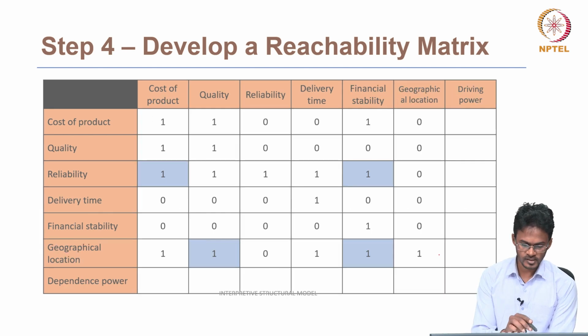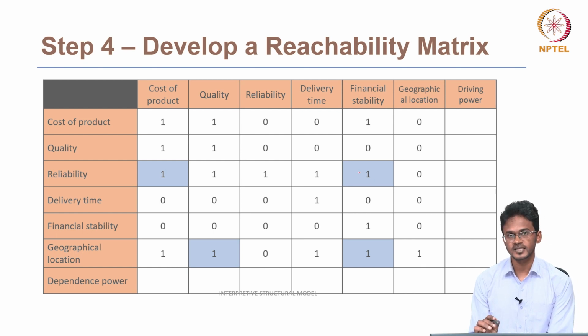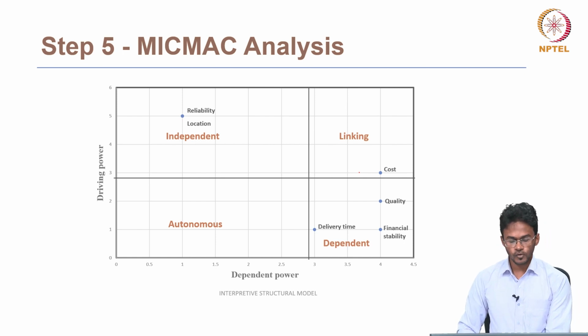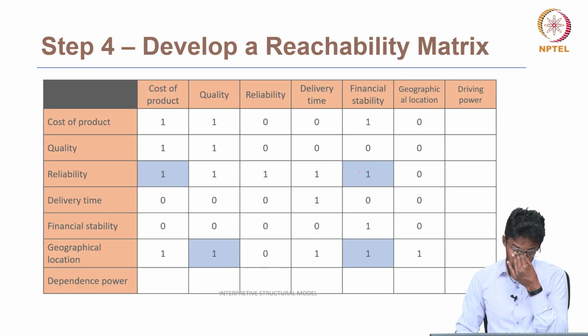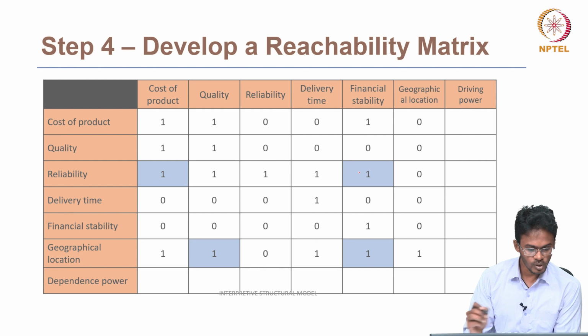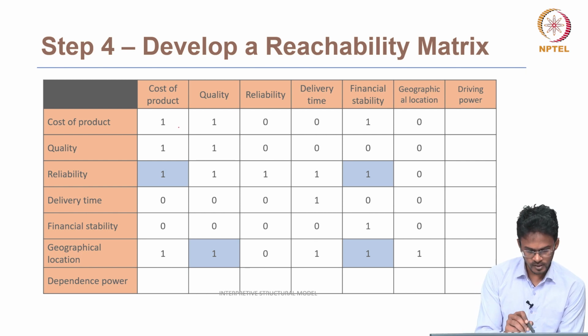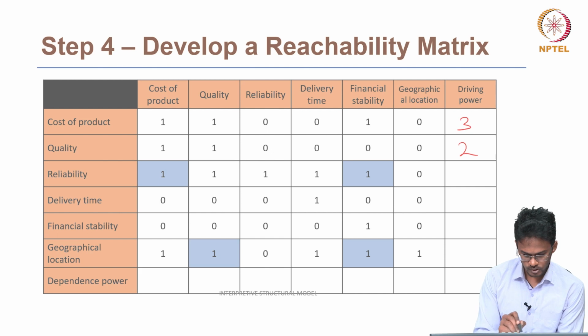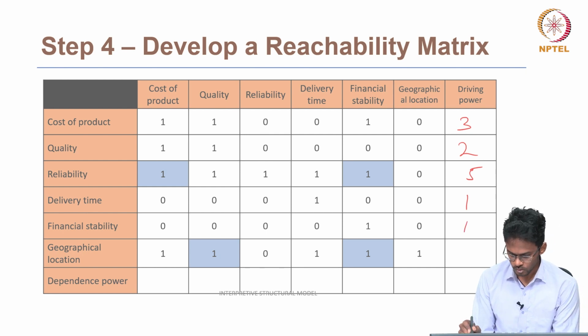So, we can see all the 4 cells which are blue in color are getting the value of 1 after considering the transitivity rule. And then the next step is to form a MICMAC analysis. To form a MICMAC analysis, we should know the driving and dependence power of each factor. As we said, driving power is the sum of the rows of the factors. So, for cost of product, the driving power is 1, 2, 3, and for quality the driving power is 2, reliability 2 plus 3 plus 4 plus 5 is 5, and delivery time it is 1. The driving power of financial stability is also 1.